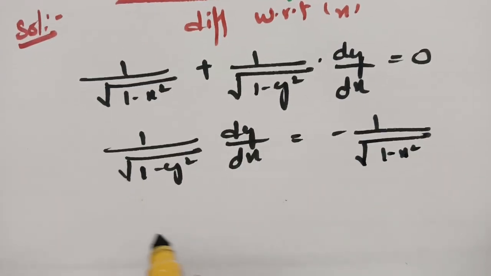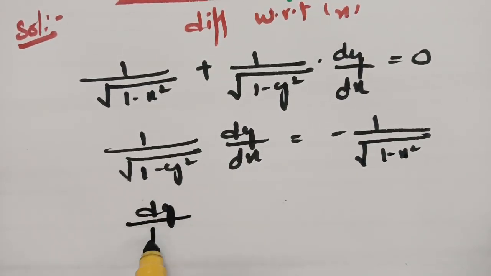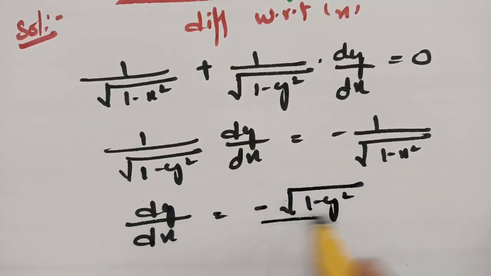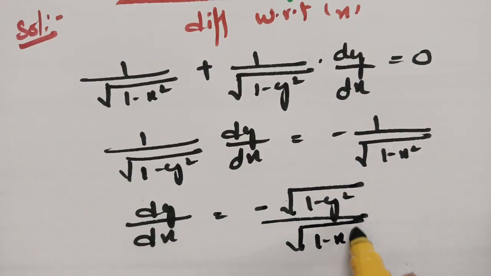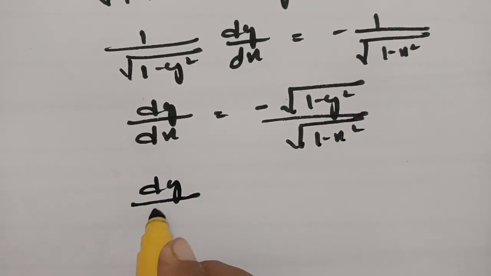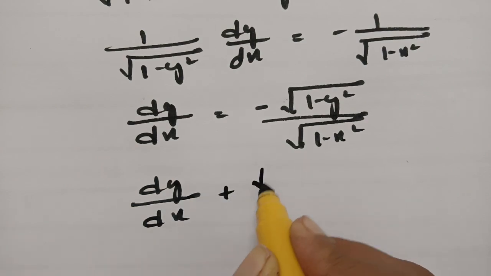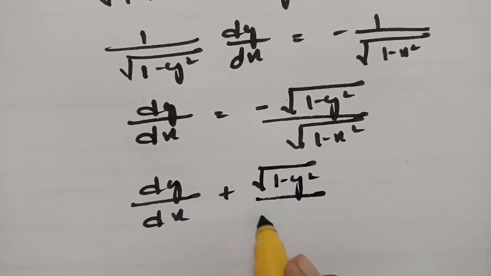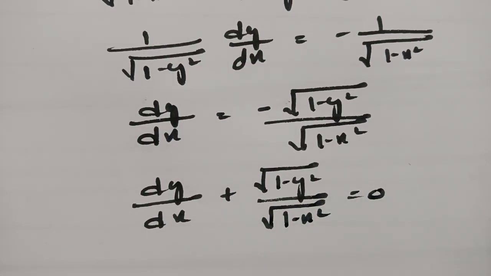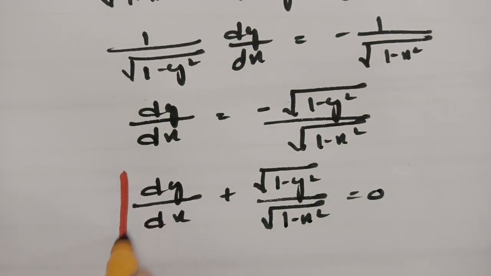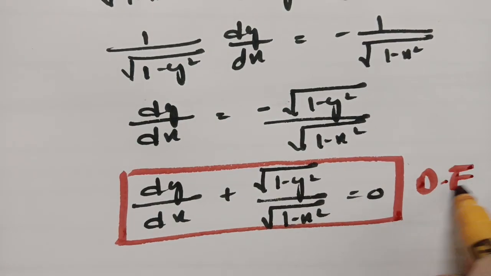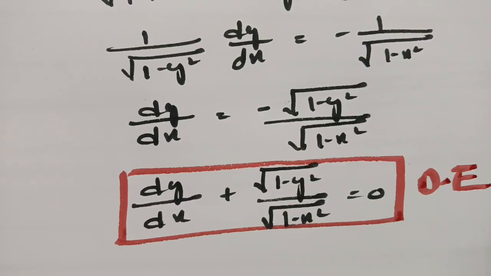If I send this to the other side, then dy by dx is equal to minus root over 1 minus y square by root over 1 minus x square. If I send it inside, that is dy by dx plus root over 1 minus y square by root over 1 minus x square is equal to 0. So this is the differential equation formed after eliminating the constant. This is how differential equations are formed after eliminating the constants.